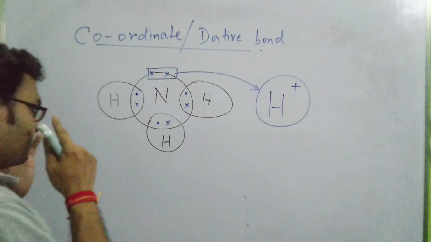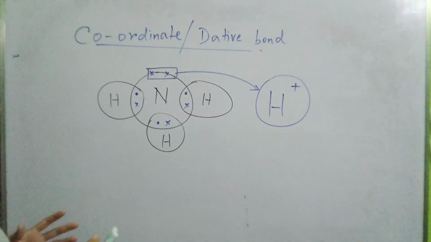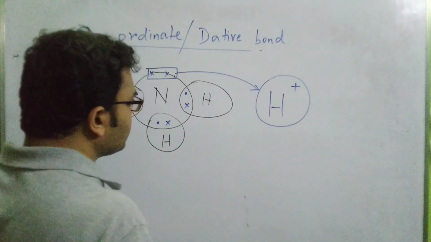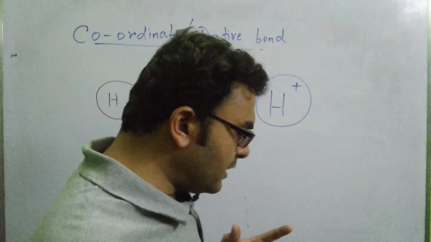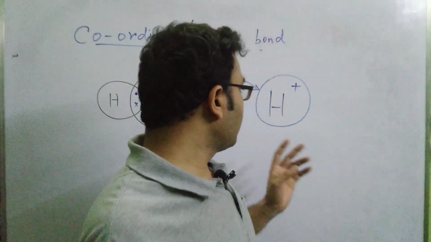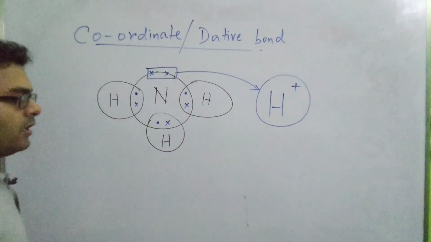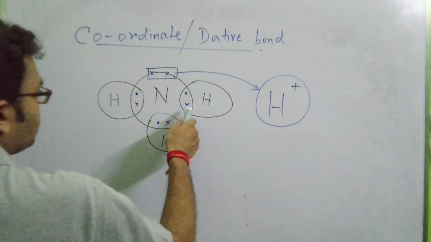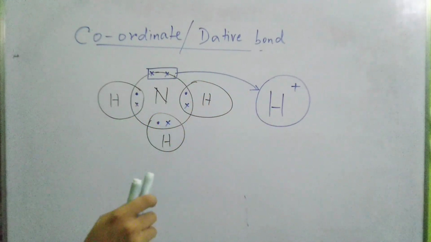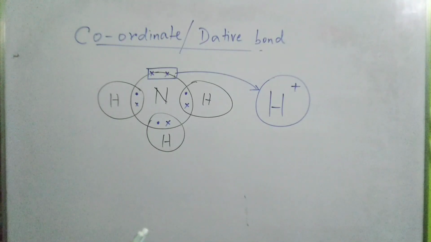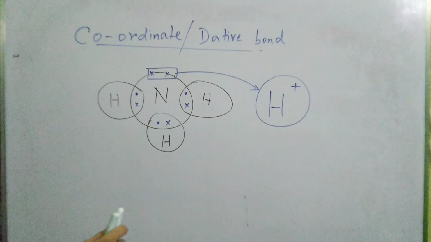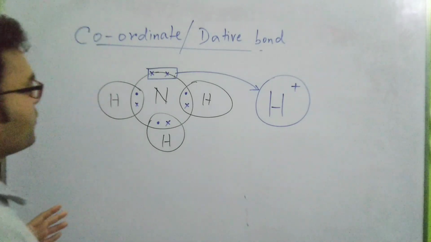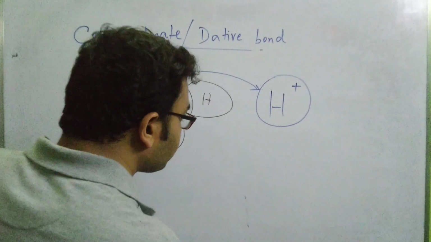When the hydrogen ion binds with the ammonia molecule, what happens? The overall combination of these 4 plus 1, 5 atoms does not remain neutral any further. Why? Because if we count all the protons and electrons of these 5 atoms together, you will see that it has one more proton than the number of electrons present.